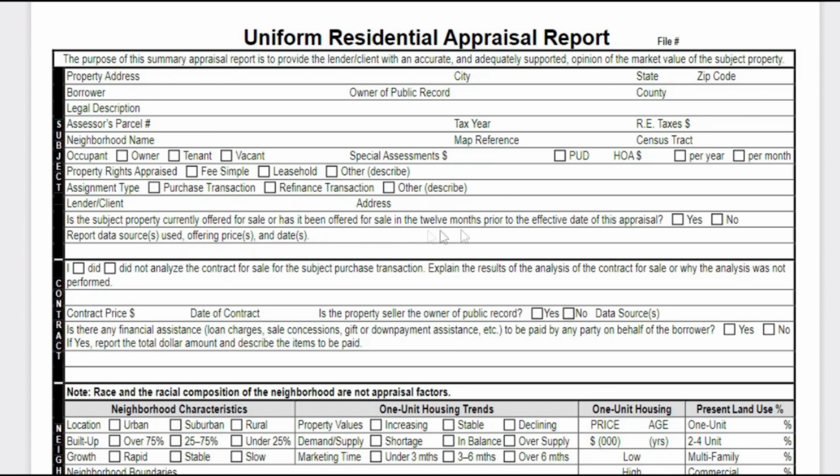And here is a question whether this is for sale or not. And then if it was for sale, then here you would put the contract price that it's under, the date of the contract. Is the property seller the owner of public record? Well, hopefully it would be yes.